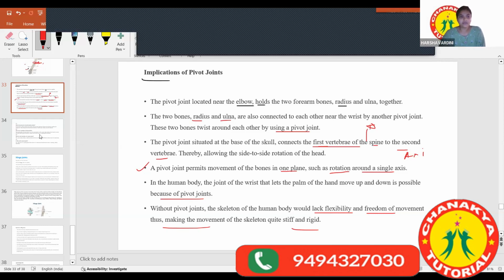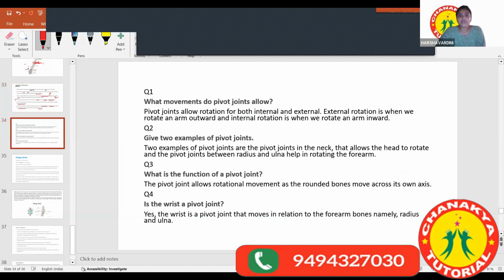Got it? Okay. Some of the questions I got. So what movements do pivot joints allow? Are you clear till now with whatever we saw? See, Arya and Bhavesh and Neha, this chapter is all about learning things. It's not about mugging up something. Just understand, so that when I ask you some question, you should be able to answer. Some 90% of the answer you should be able to give. It's not like you should mug up everything and vomit it on the paper. It's not like that. Okay?